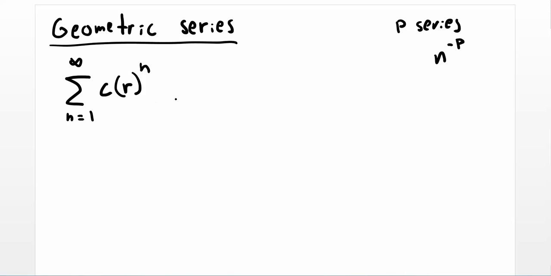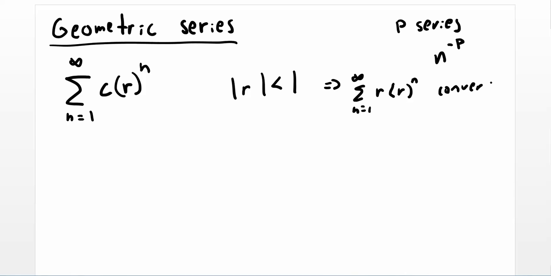There's only one requirement on a geometric series. You have to identify your r value, and you have to make sure that the absolute value of r is less than 1. If it is, this implies that your series converges. Otherwise it diverges. So this is the only way it converges, else it diverges.